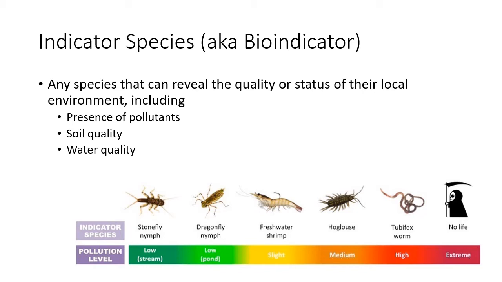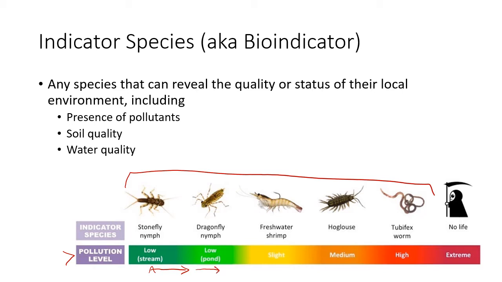So these are all examples of indicator species, or at least the ones from the stonefly nymph to the tubifex worm. And we're looking at pollution level down here. So if pollution level is very low, stonefly nymphs are going to exist and they're going to be present in large numbers. But as quality goes down, stonefly nymphs are going to disappear and be replaced by dragonfly nymphs. You'll notice that this is a pond.